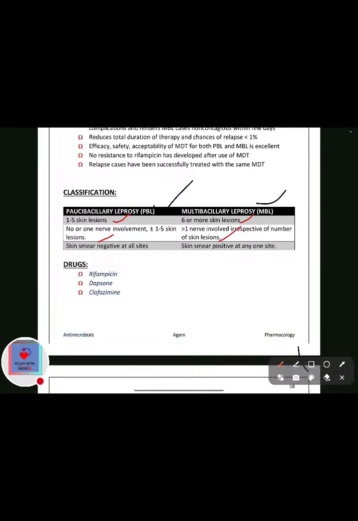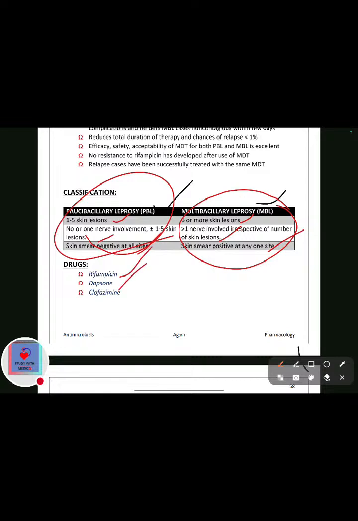Here, more than one nerve is involved, irrespective of the number of skin lesions. In paucibacillary, skin smear is negative at all sites. Here in multibacillary, skin smear is positive at any one site; the skin smear can be positive. So paucibacillary is less dangerous when compared to multibacillary leprosy. The infection load in multibacillary is more and these people are infectious, whereas paucibacillary patients are not infectious.